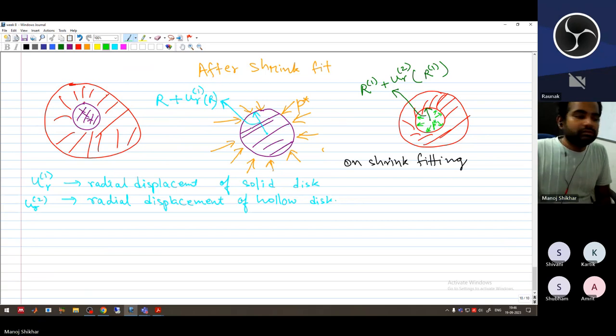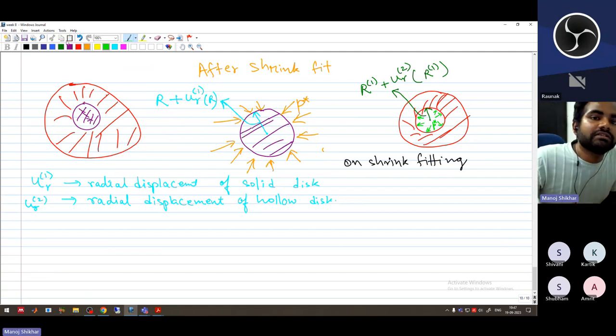P star. So similarly, we will have different functions for sigmas. Wherever we have superscript 1, it is for the solid disk. Wherever we have superscript 2, we have the hollow disk.